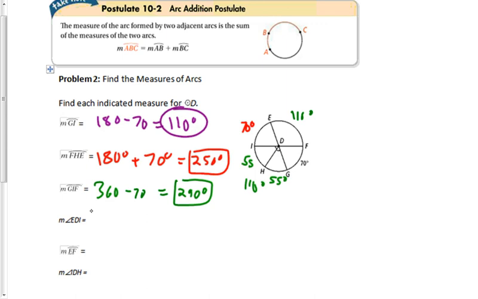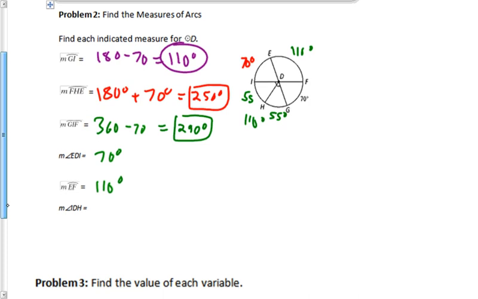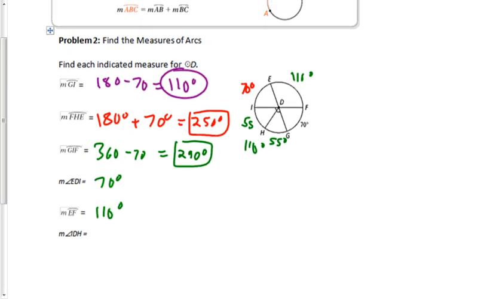Here's an angle, EDI. Angle EDI has to be the same measure as its central angle, so the same measure as the arc, so that's also 70 degrees. Arc EF, we already figured that out, that's 110. And then, was there one left? Yeah, angle IDH. IDH would have to be the same as its arc measure, so it would be 55 degrees. Wonderful.